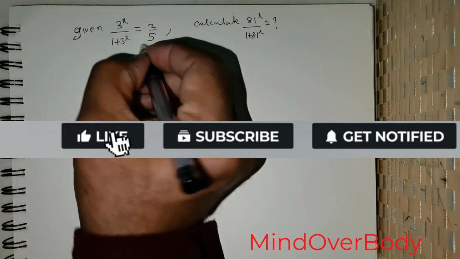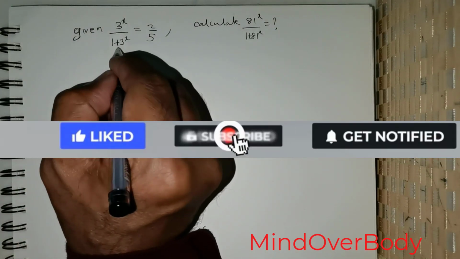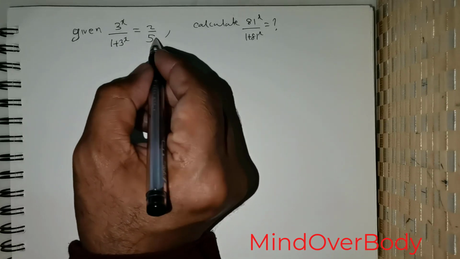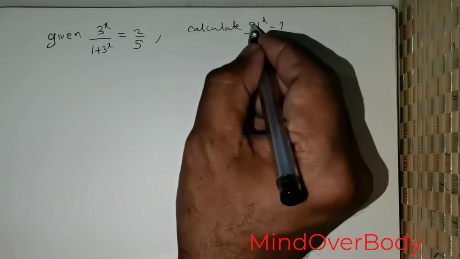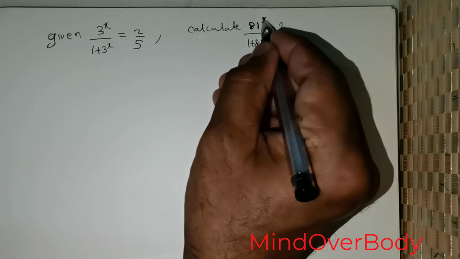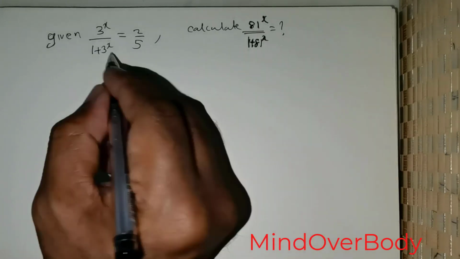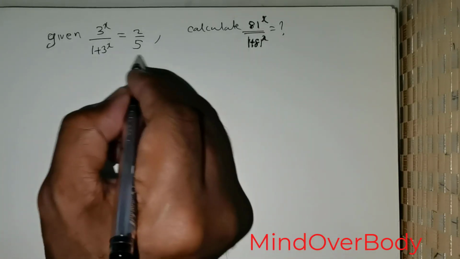Welcome students, we have been given this question: 3^x / (1 + 3^x) = 2/5. We are expected to calculate 81^x / (1 + 81^x). And there are two different methods to do the same question.